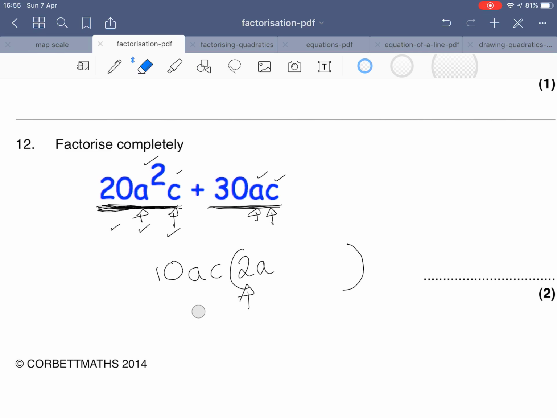Right. Next bit, in this space here, I've got 10ac times what is 30ac. I've already got the ac, so I don't need any letters. I just need 10 times what is 30, so that is 3. And then we've got plus, so I put a plus. If you're unsure, don't forget to expand it to see if you get your answer again.